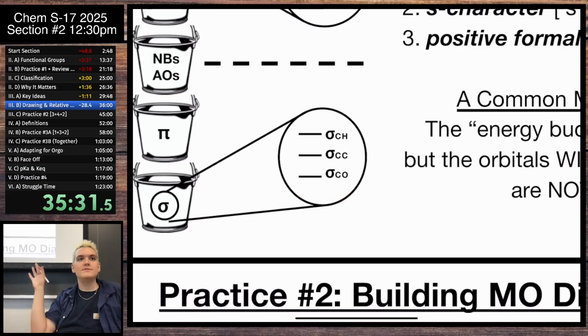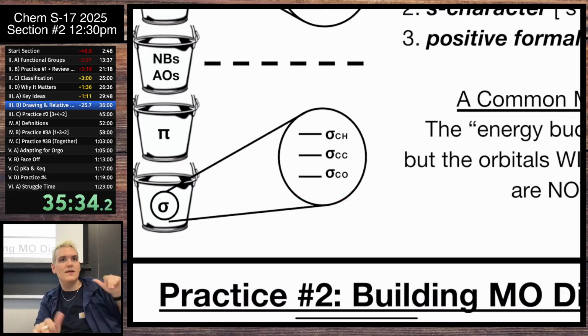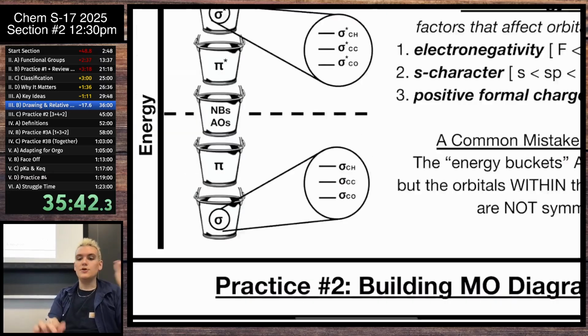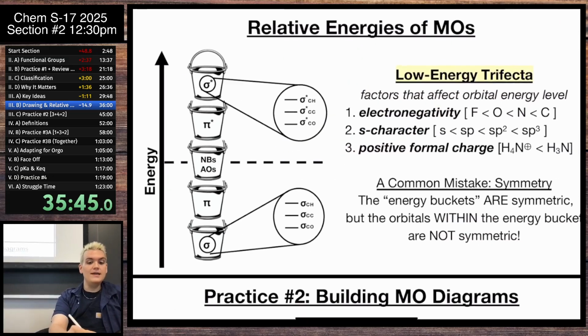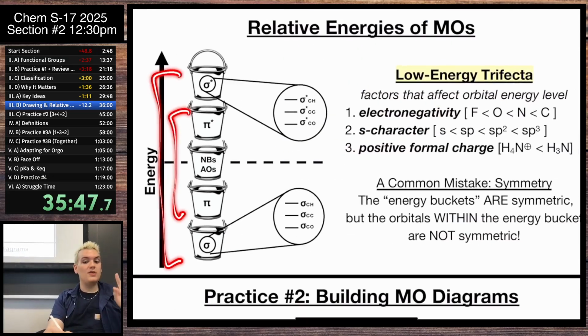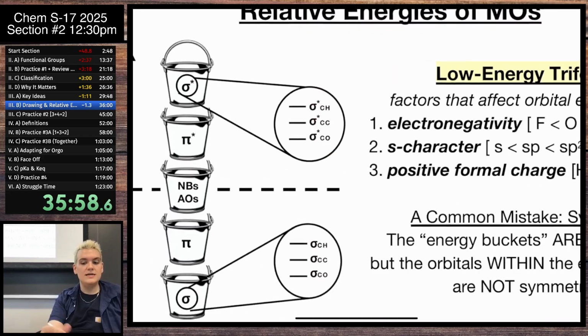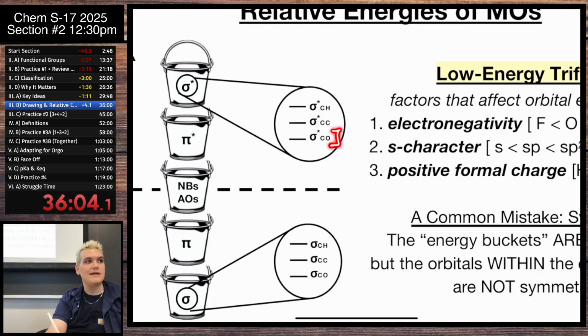Now, this is where students make the most common mistake on MO diagrams. They think, okay, let's imagine this sigma CO is our lowest energy one. Well, then the sigma star CO should be our highest energy one. No. The buckets are symmetric, but within the buckets, it's still the lower energy trifecta. It's almost like we copy and pasted this directly up here and added a little star. So the lowest energy sigma star is going to be our sigma star CO because it's the most electronegative. That's the one thing I see students miss easy points on for exams.